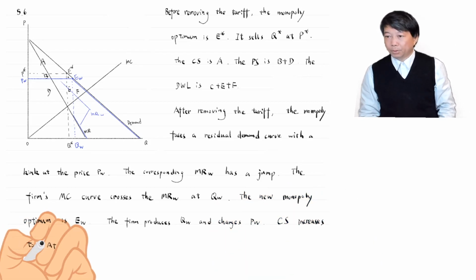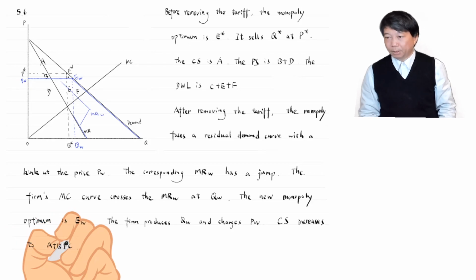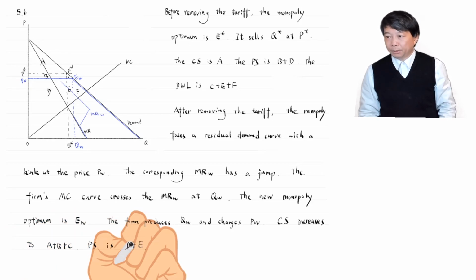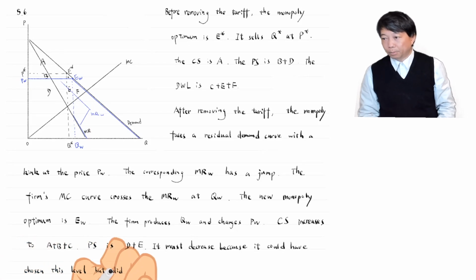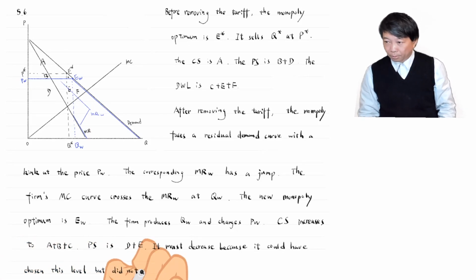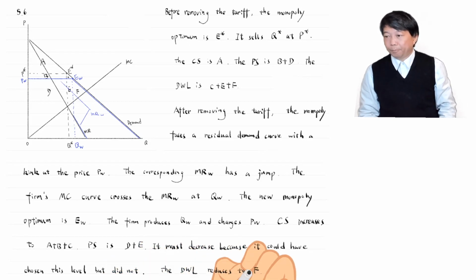Consumer surplus increases to A plus B plus C. Producer surplus is D plus E. It must decrease because it could have chosen this level before but did not. The deadweight loss reduces to F. After removing the tariff, consumer surplus and social welfare increase, but producer surplus drops. Consumers gain and producers lose.